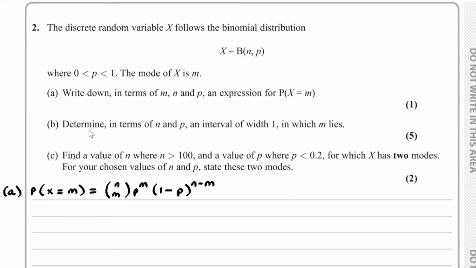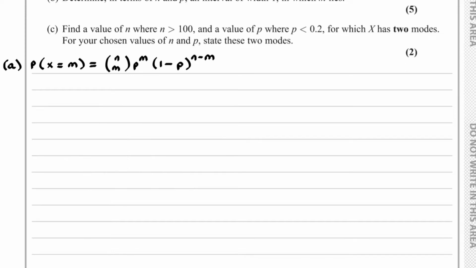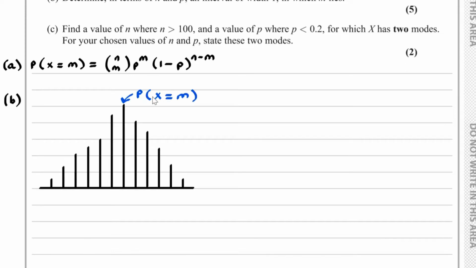For part B of the question, we have to determine, in terms of n and p, an interval of width 1 in which m lies. Well, here we've got some sort of a distribution, and we know that m is the mode, which means the probability that x is equal to m would correspond to the peak. Now, either side, we've also got other probabilities.